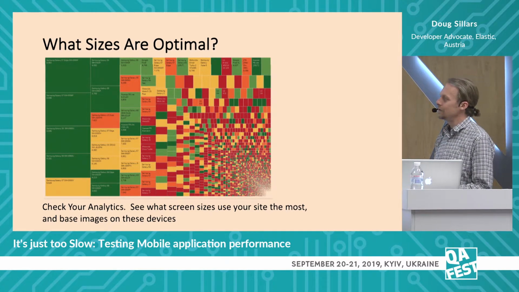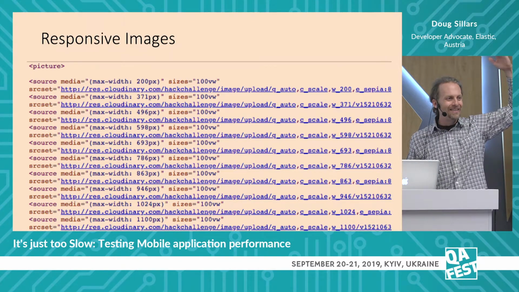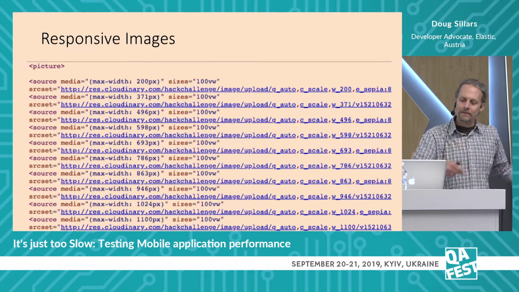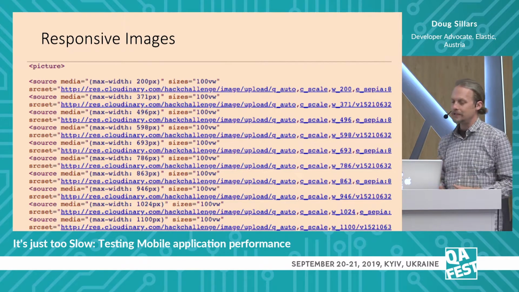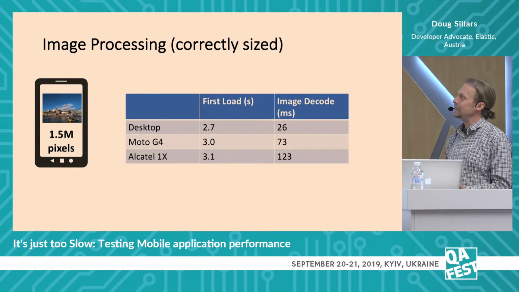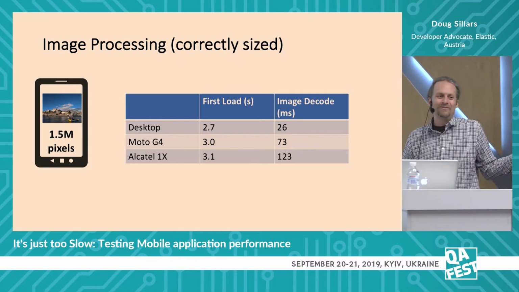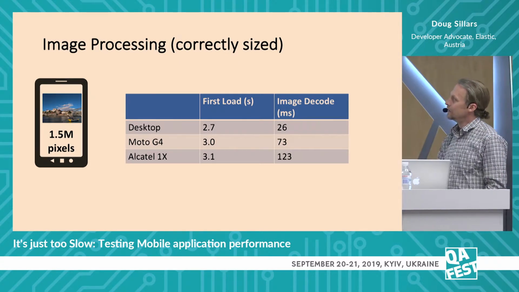So what sizes do we do? On the web, there's a thing called responsive images. You generate a whole bunch of different sizes, and then you serve the right one to the device. This is sort of how you'd build it in HTML. When I serve the right-sized image, a 1.5 million pixel image, I'm throwing away 500,000 pixels right now.